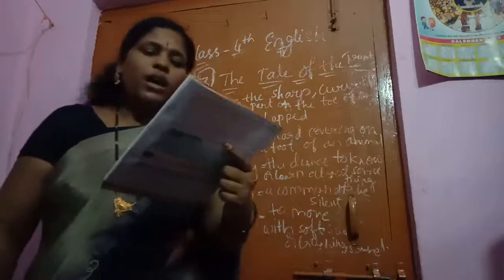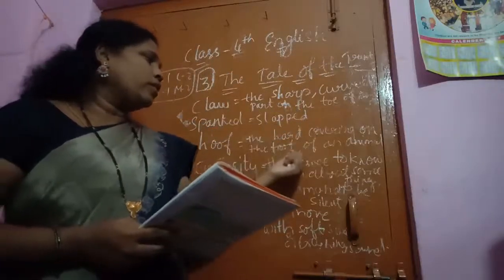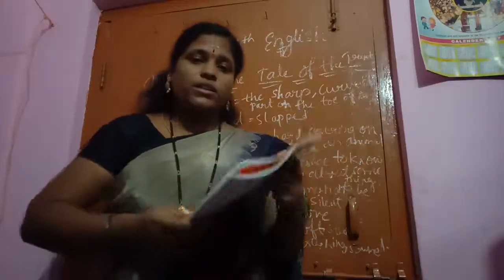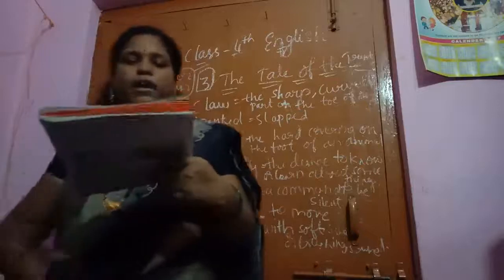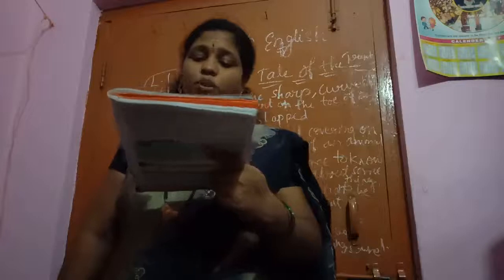And with a hard hoof. Hoof means what? The hard covering on the foot of an animal. See, you can see in the picture, the hard. Yes, children. With that, he gave one spank. Means he has hit. Still, he was full of curiosity.